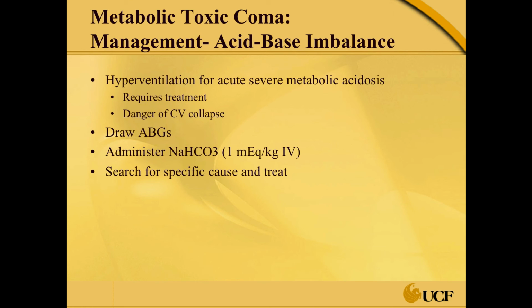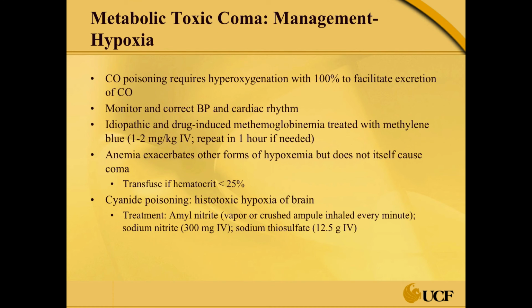Hyperventilation for acute severe metabolic acidosis, it's going to require treatment, and there's also the danger of this cardiovascular collapse with this approach as well. Drawing ABGs, obviously administering bicarb is going to be valuable in a number of very rare cases, and then obviously searching for the specific cause and treating that. What is it that's causing the metabolic acidosis, or what's causing the alkalosis? What are the things that are happening here in this metabolic state that we could correct?